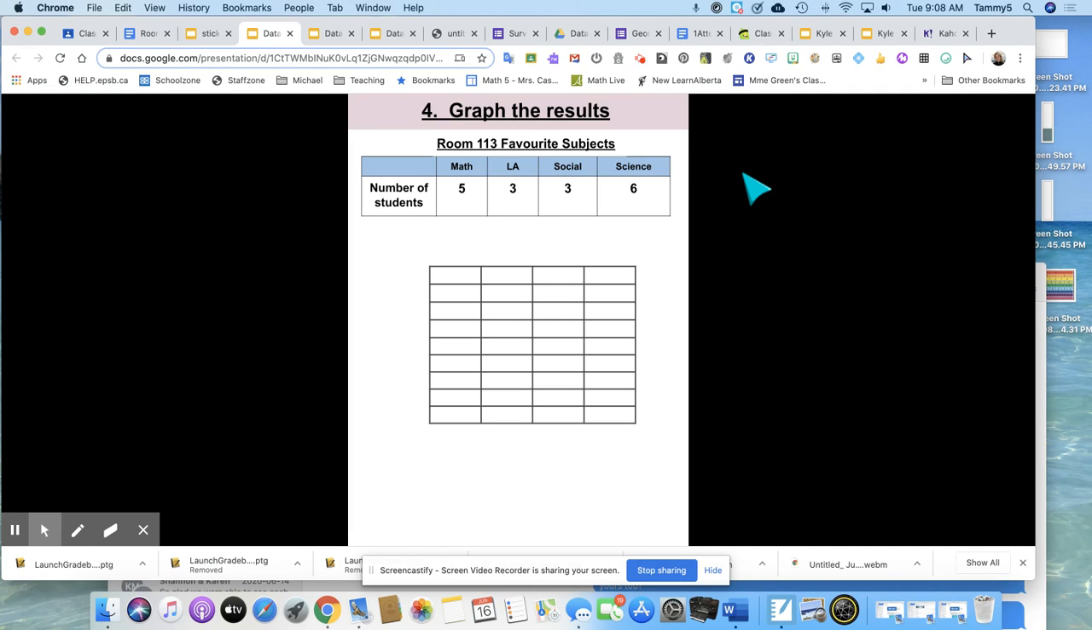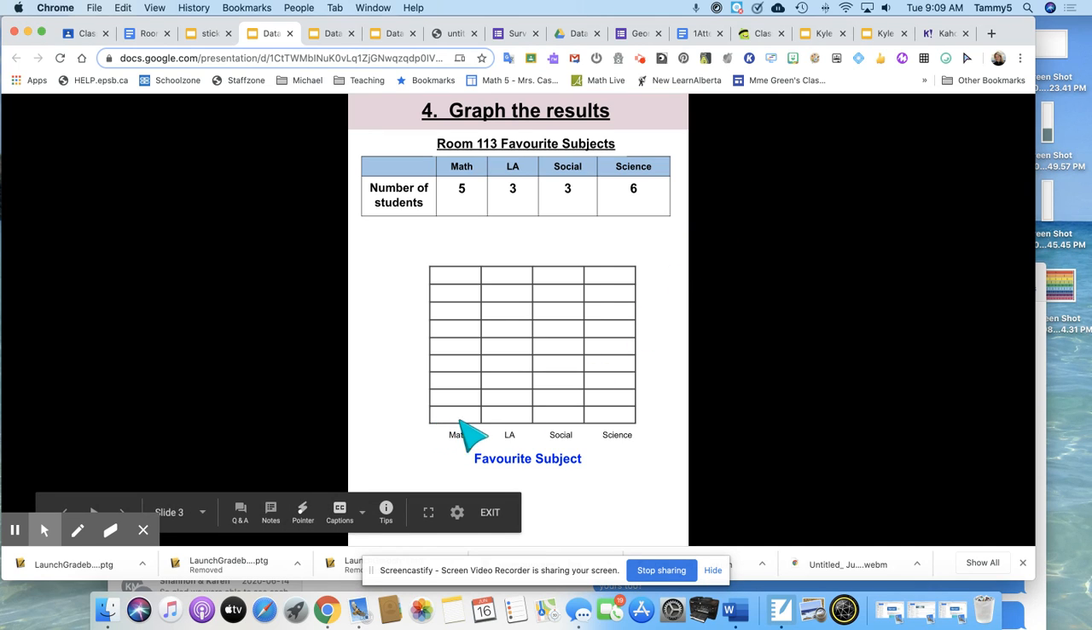So what we need to do is make up a graph, and I'm going to be showing you tomorrow how to do this in more detail. But what you want to do is put your data along the axes of some graph paper. At the bottom here, I've got our favorite subjects listed: math, LA, social, and science. We call this axis along the bottom, going horizontally, the x-axis.